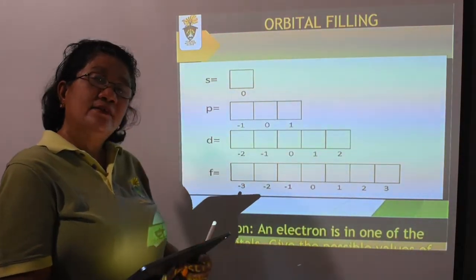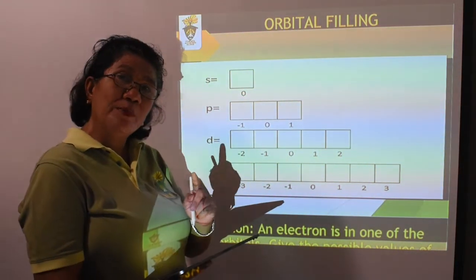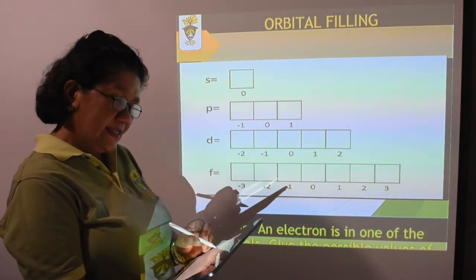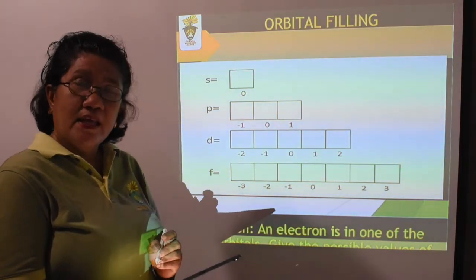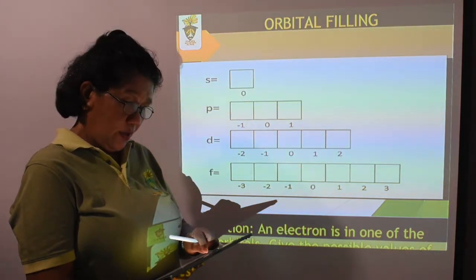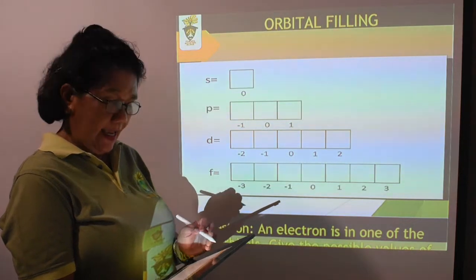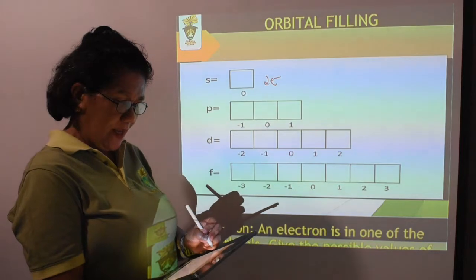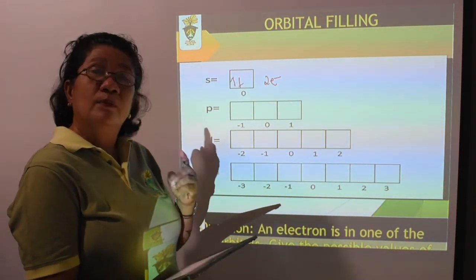So, as I have said, in the S orbital, how many orbitals will you have? You will only have 1. This square here symbolizes the orbital of your electron. Okay, so for S you will have 1 orbital, and how many electrons? There will be 2 electrons, but in opposite spin. So if you are going to fill this S orbital, it will have that form there.